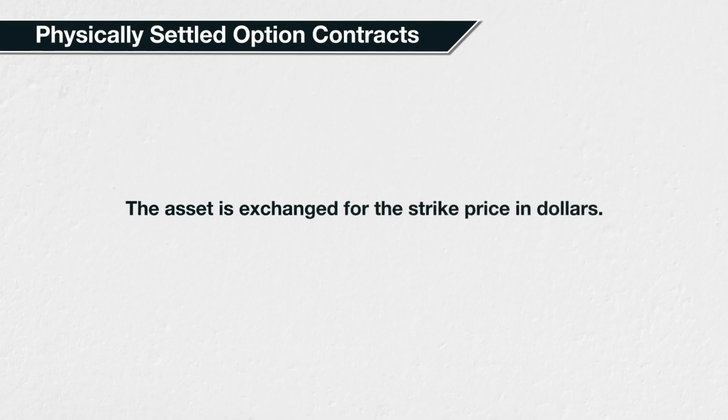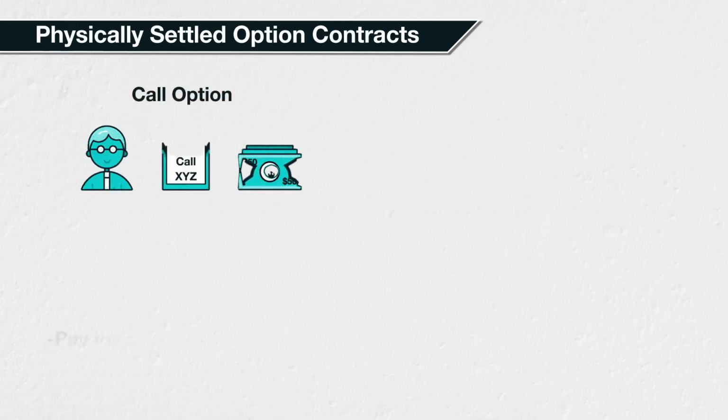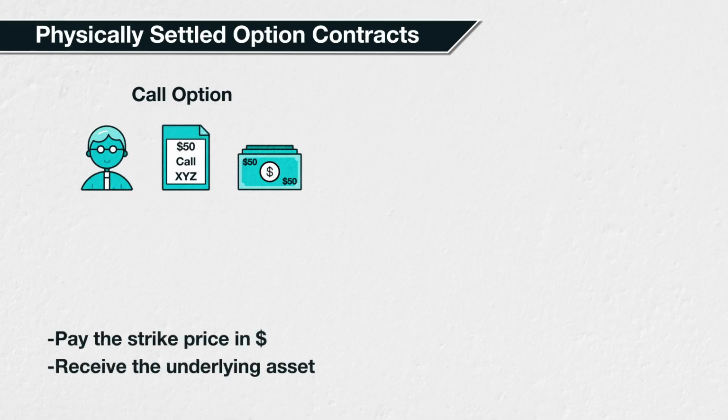An option can be either physically settled or cash settled. When a physically settled option contract is exercised, the asset is exchanged for the strike price in dollars given in the contract. Let's use our example from a previous lecture of a call option for stock XYZ with a strike price of $50, and let's assume this contract is physically settled. When it is exercised, the option buyer is exercising their right to buy XYZ at $50 per share.